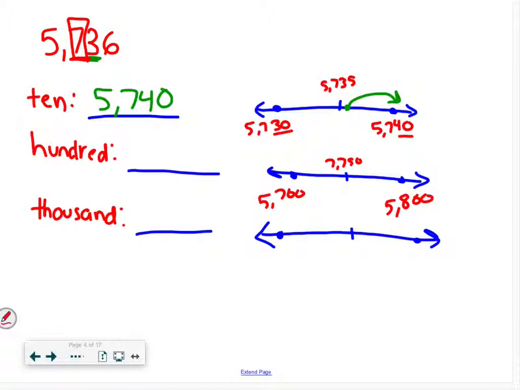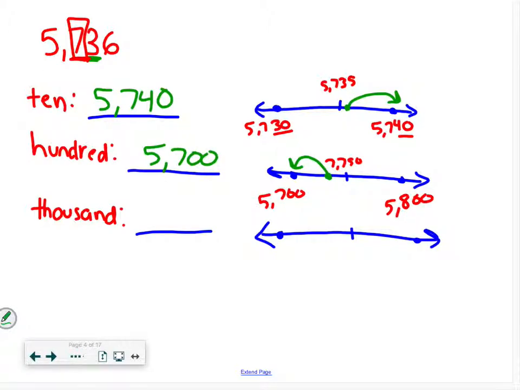So now I need to plot this number. I have 5,736. Well, I know that 36 is less than 50. So I'm going to put it right about there. And I'm looking and I'm noticing that this number would actually be closer to 5,700.